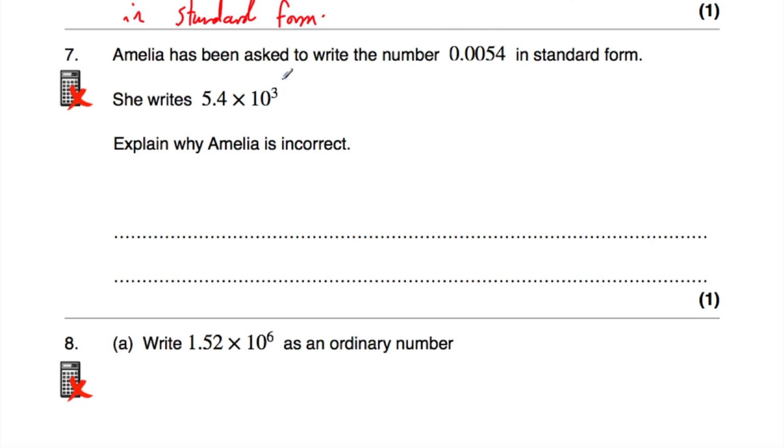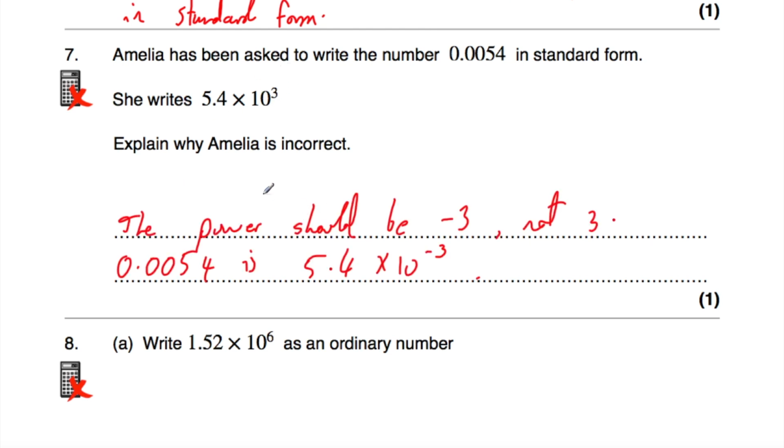So it shouldn't be to the power of 3, it should be to the power of negative 3, because it's a smaller number, it's less than 1, it's a 0.00 and so on number. So there needs to be to the power of negative 3, not 3. That's how I've just explained that the power should be negative 3, not 3, because 0.0054 is 5.4 times 10 to the power of negative 3, not 3.